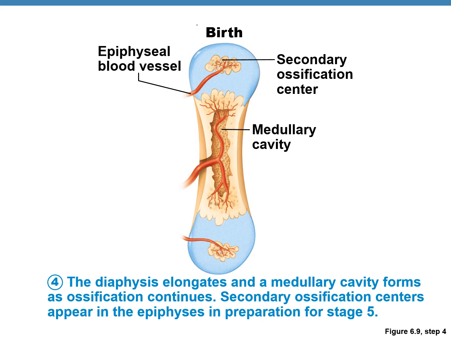Stage number 3 happens around birth, and the diaphysis elongates. The medullary cavity forms as ossification continues, and we can see the appearance of the secondary ossification center now in the epiphysis of the bone. Right, so here the secondary ossification center is formed.